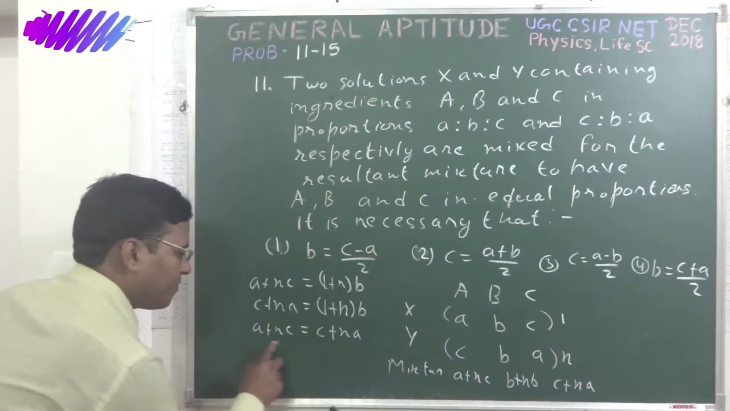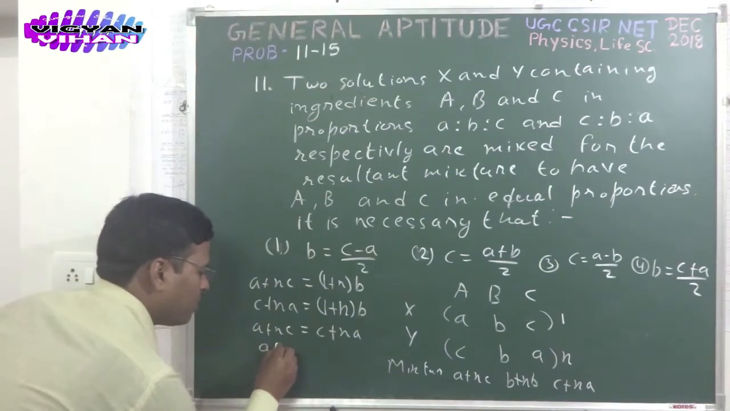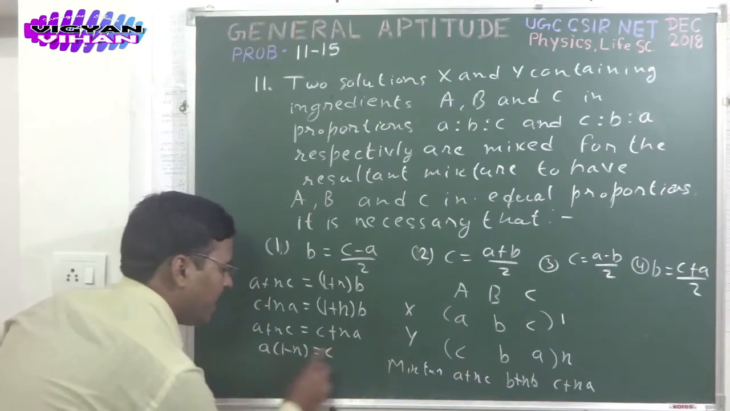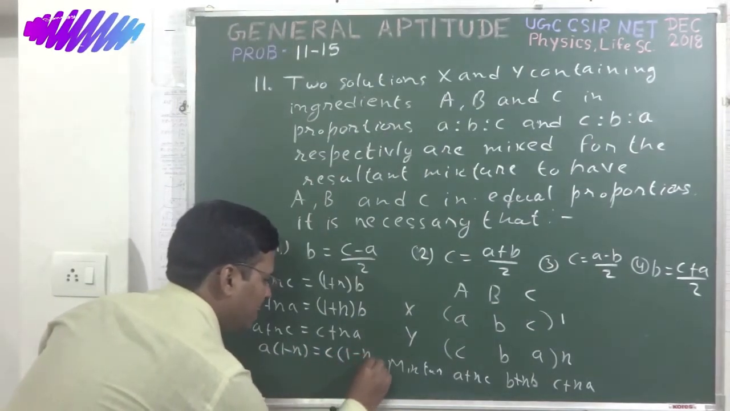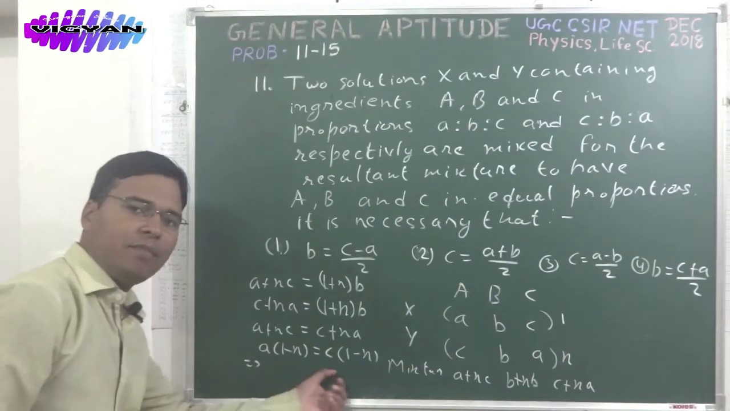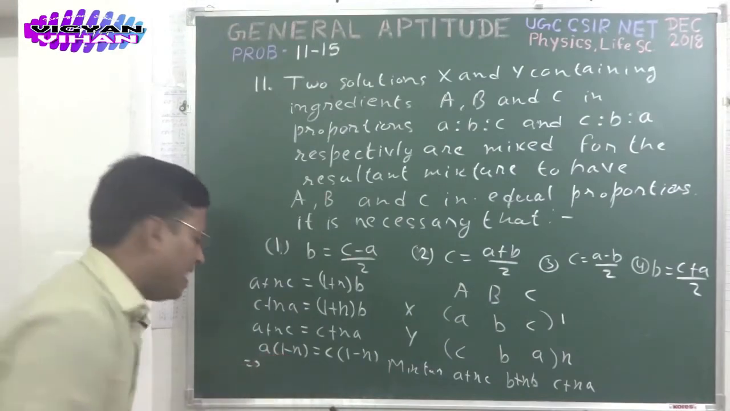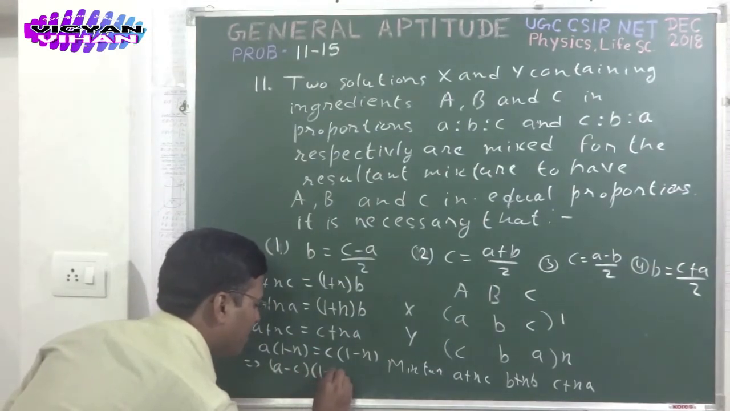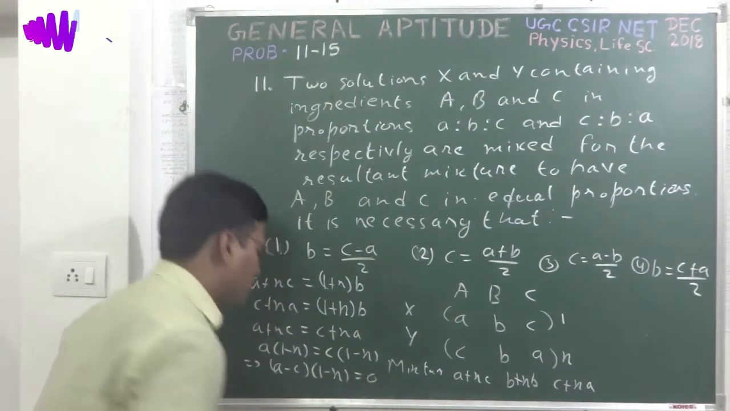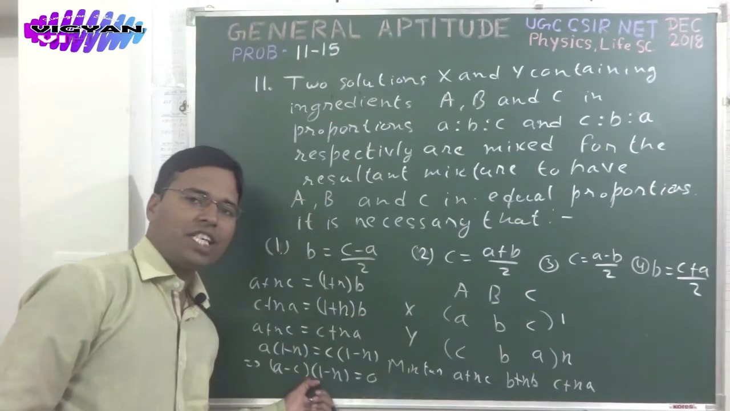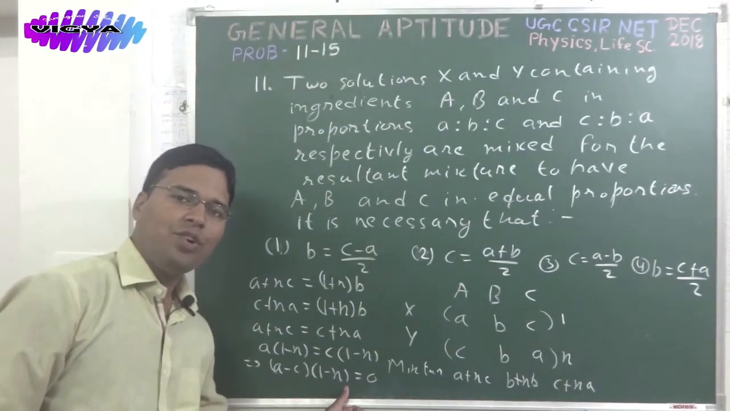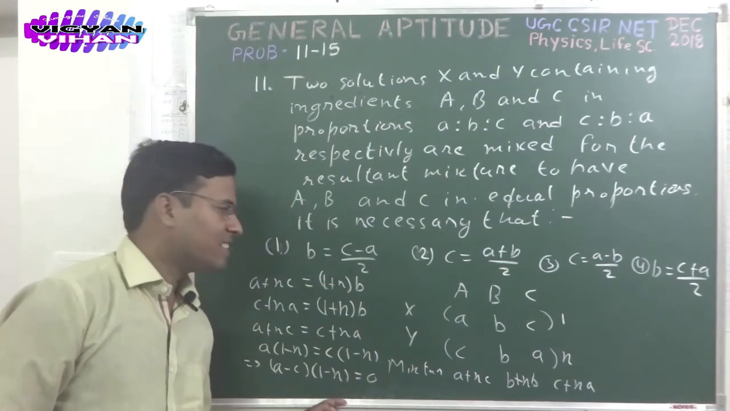How can we say? Here, take the common part: A(1 minus n) would be equal to C(1 minus n). Take both terms to the left hand side, then (A minus C) multiplied by (1 minus n) would be equal to 0. But A is not equal to C. In that condition, n must be equal to 1 to get the correct answer.